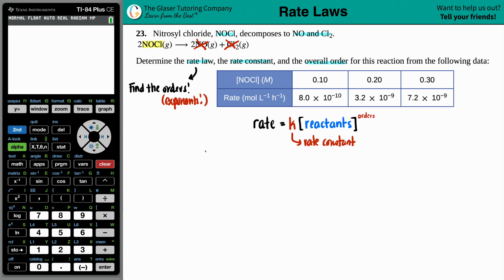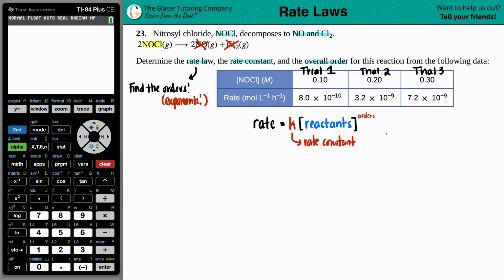But now how do we do that? Well, we have to make a ratio. We make a ratio by putting the rate law from one trial divided by the rate law for another trial. I'm just going to list them out: we have a first trial, a second trial, and a third trial. These are all experiments to see if the rate changes with changes in concentration.